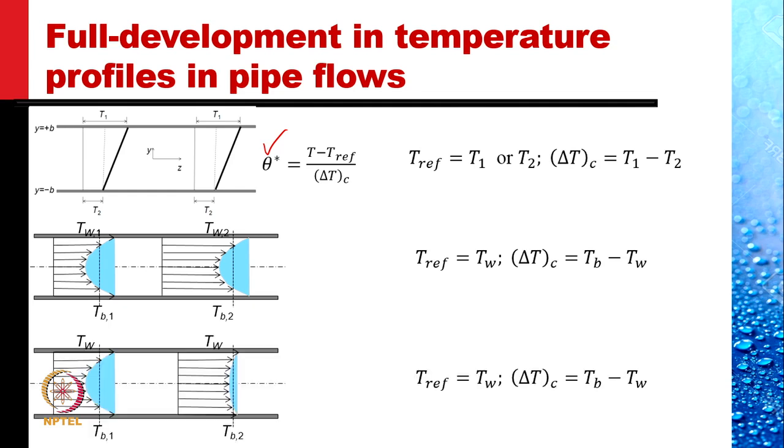The final case we did was a constant wall temperature in a pipe. Here again, T reference is T wall and the characteristic temperature difference is the local bulk temperature minus the local wall temperature. Tb as well as Tw are functions of Z, and then theta star defined here is invariant in this case as well.